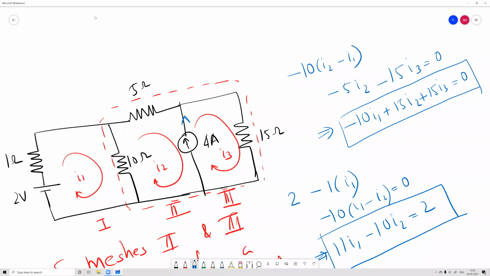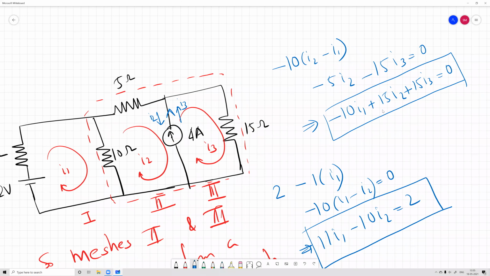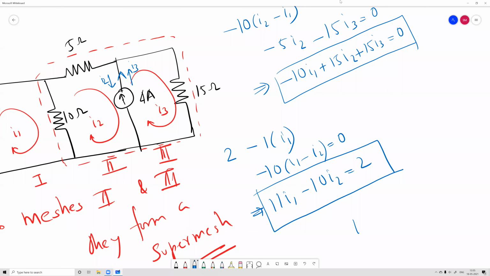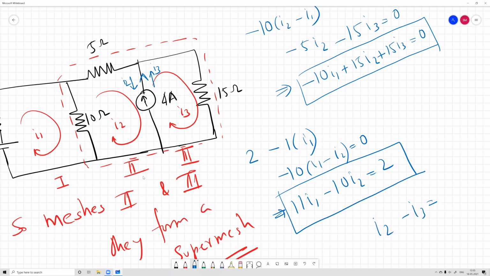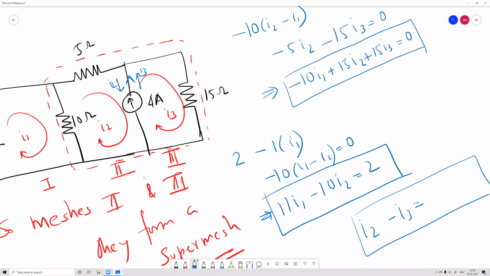I2 is flowing in this way. I3 is flowing in this way. I2 minus I3 equal to, very good. What should we write on the right side of the equation? 4. Why? Because the current flowing is 4 ampere. Is this correct? Minus 4. Yes, very good.